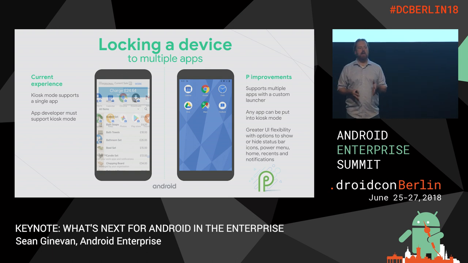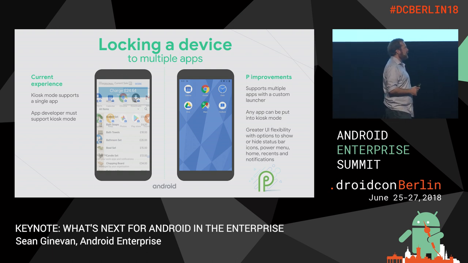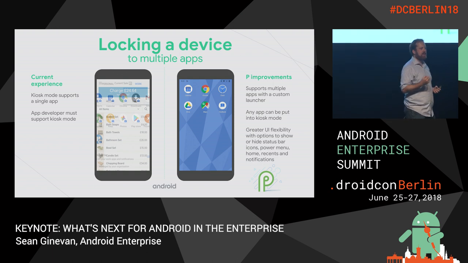The challenge was that your applications had to know that they were in a kiosk and actually had to know how to multitask between one another. And so in Android P, one of the things we did was build a custom launcher that's built into the OS. And that means now that any application without any development work can be put into kiosk mode.